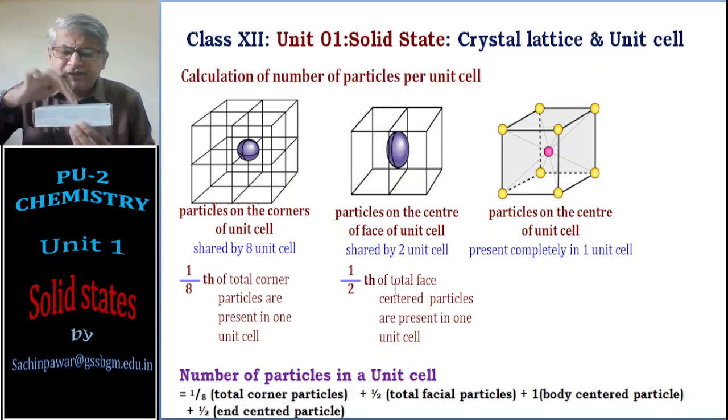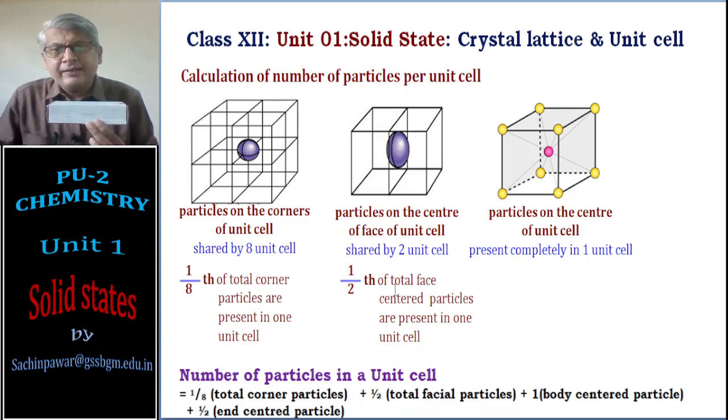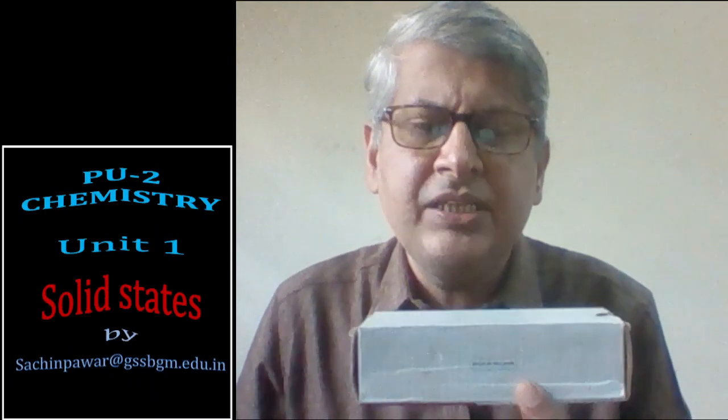So count the number of face centered particles, and then you just multiply by half. That will give you, out of the face centered particles, how much of those particles are actually present in that unit cell. And lastly, we have one more, that is body center. Body center means what?